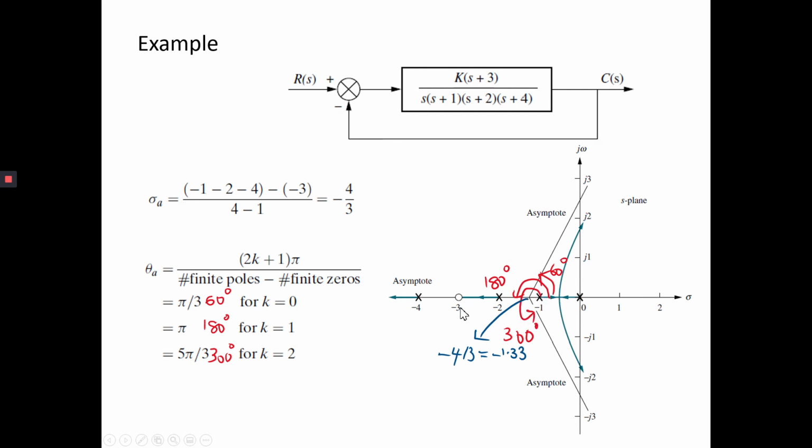So the asymptote is actually the boundary for your root locus, so that your root locus does not go beyond this asymptote. Okay, it should be this way. So this asymptote line should follow the asymptote angles of 60, 180 and also 300 degrees.